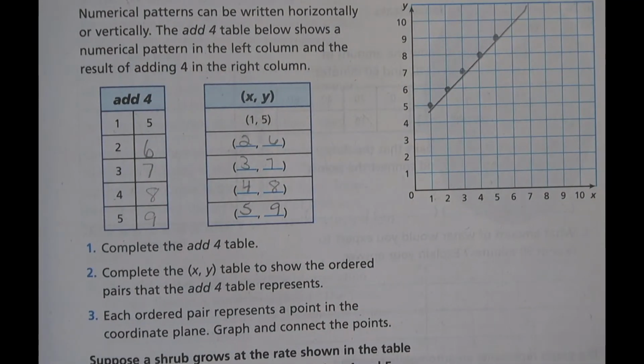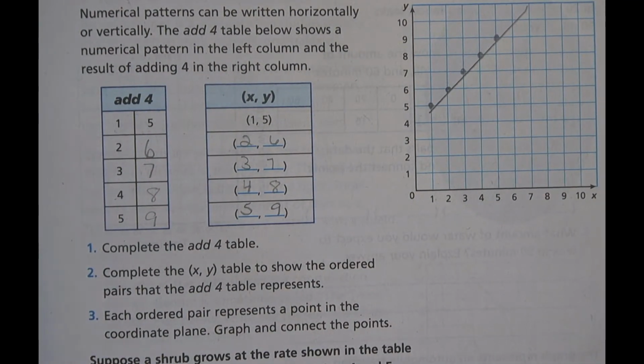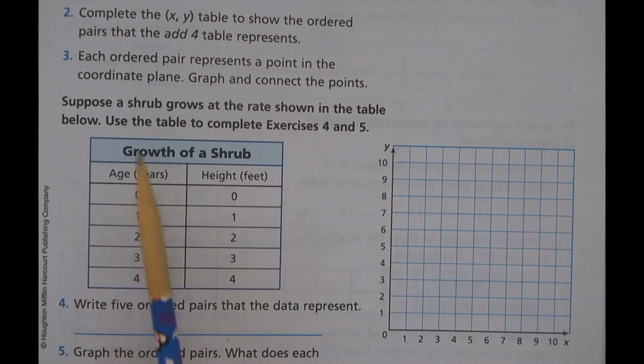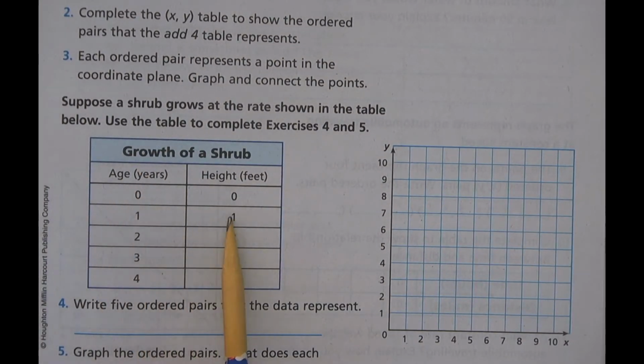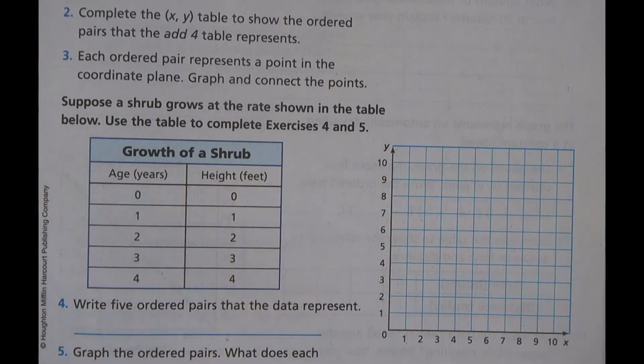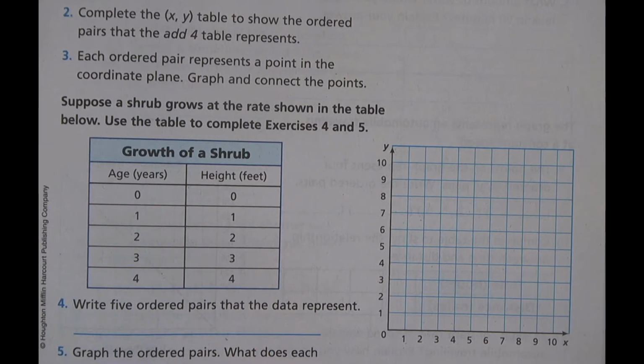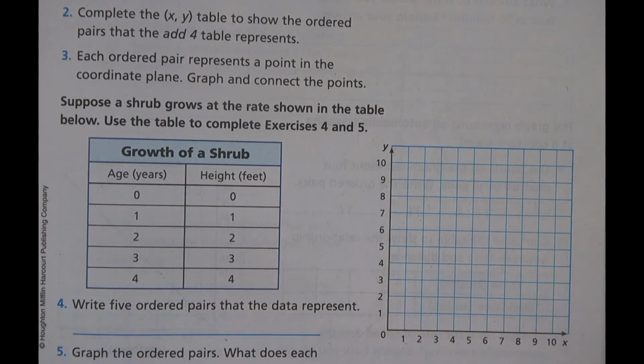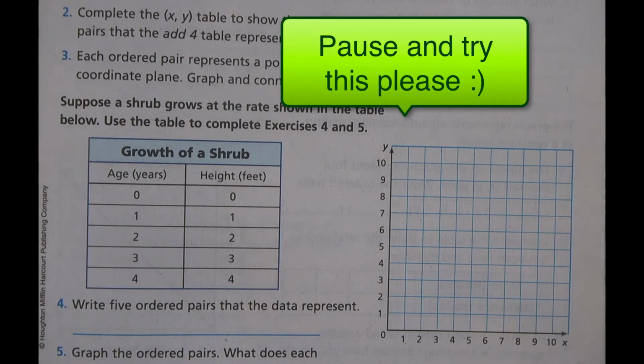So now we want you to pause and try this, right? We're pausing here. So looking here, you're going to notice a pattern here with a shrub and how it can grow. So you're going to write the 5 ordered pairs here and then graph them. So take a moment to do that, and then we'll show you what it should look like.